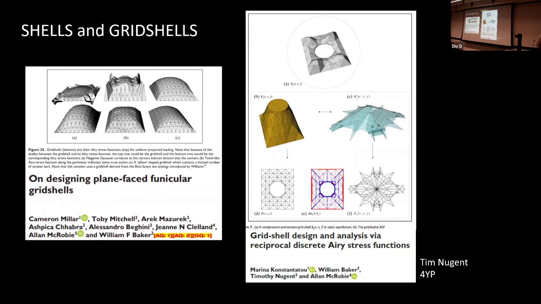And there's lots of fabulous work been done on this already by all the people here: Cam Miller, Toby, Arek, Bill is here and so on, and Marina. Tim Nugent, as a fourth year project, did this with me, where you look at, say, the British Museum Great Court roof, and you project it down, and you've now got a 2D truss. You do the graphic statics on the 2D truss, and you've got the forces in it, but then you pop it back up to get the roof.